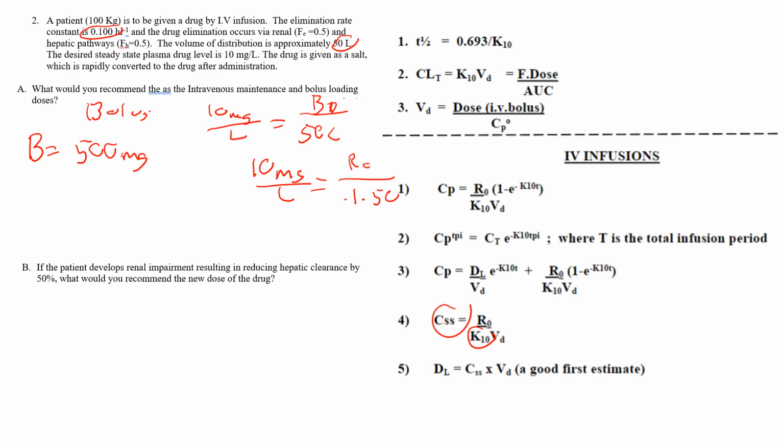So we just have 10 times 0.1 times 50. And we get that our R0 is equal to 50 milligrams. So we'll just call it infusion, 50 milligrams per hour is what that is. And that'll get us to steady state.